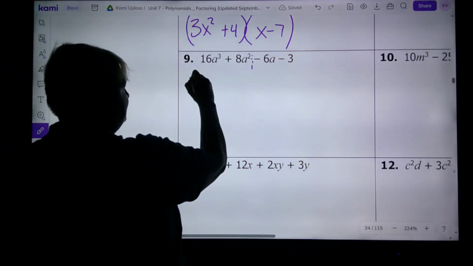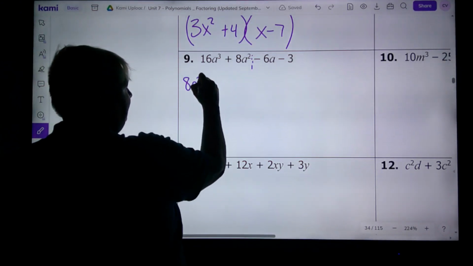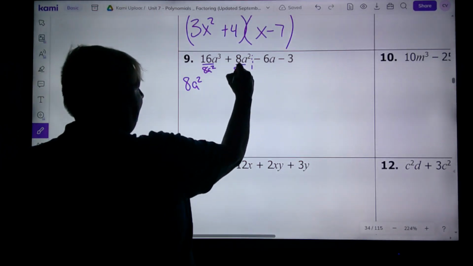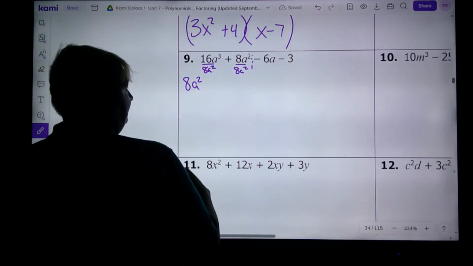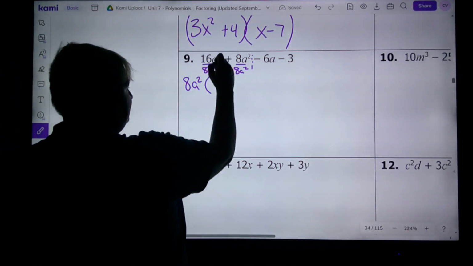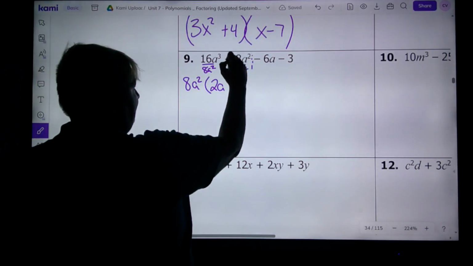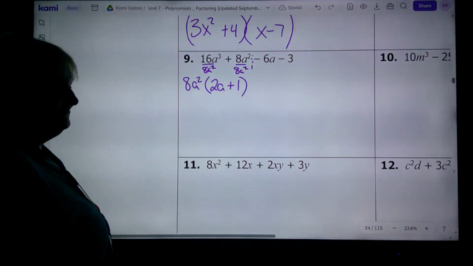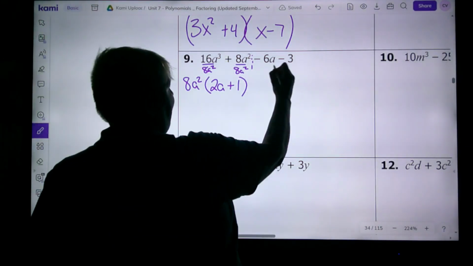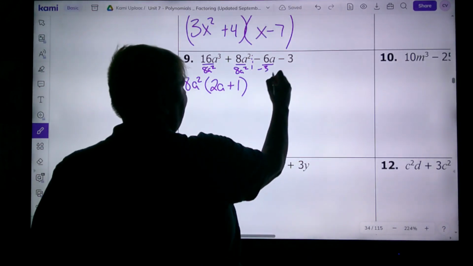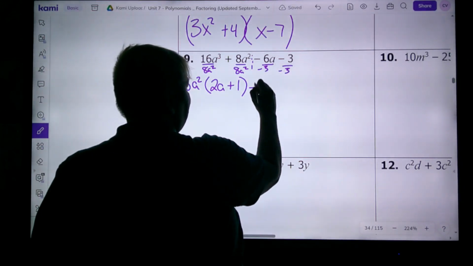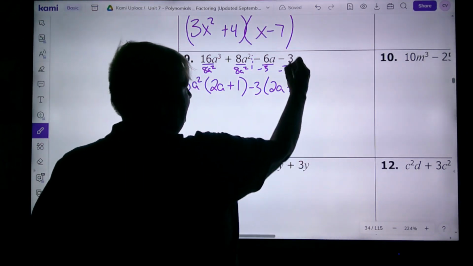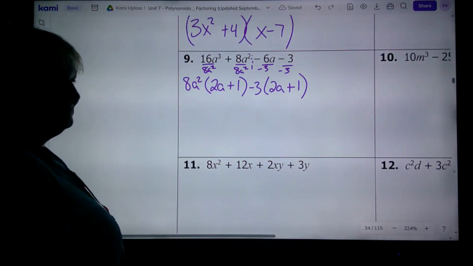Eight a squared, and if I take out an 8a squared, I'm left with 2a plus 1, because anything over itself equals 1. And I could take out a -3. That leaves me with 2a plus 1, because anything over itself is 1.